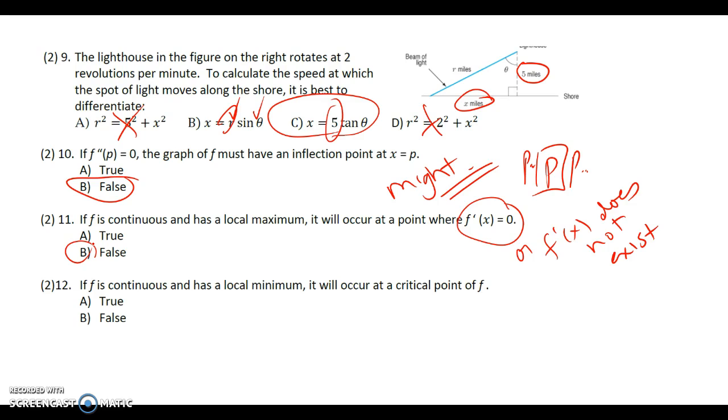If f is continuous and has a local minimum, it will occur at a critical point. Yeah, right? These are called critical points, where the derivative of f of x equals 0, or where the derivative does not exist. So that is true. These are where you find the critical points, aren't they?